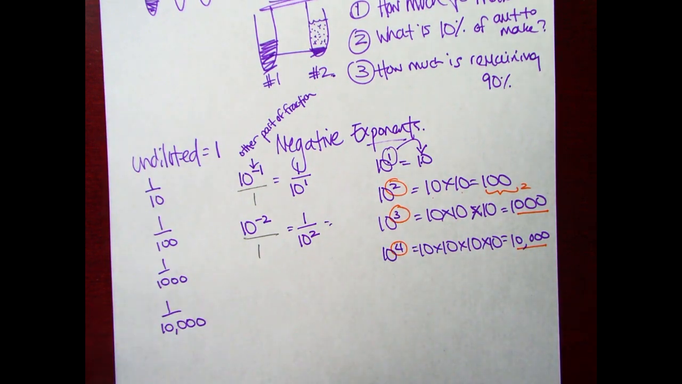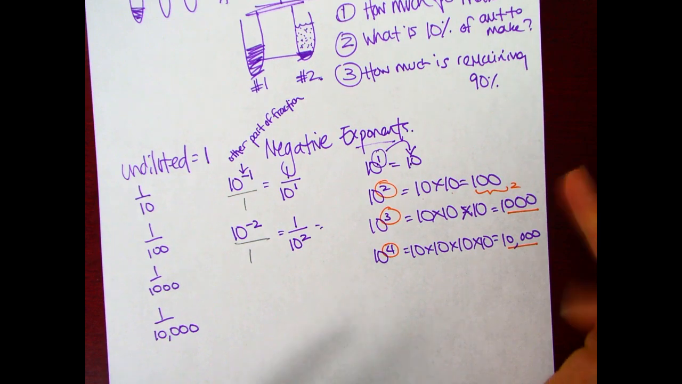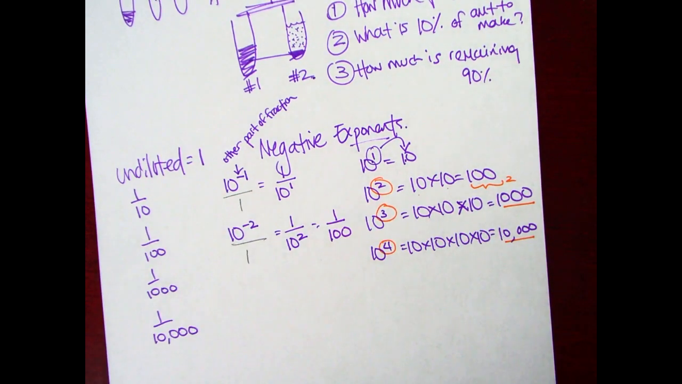And we already know that 10 to the 2 is 2 10s multiplied together, or a 1 with 2 zeros. And so we can rewrite this as 1/100th. Okay.